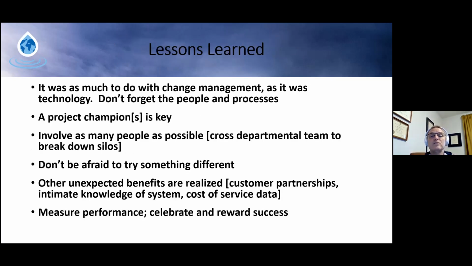So in terms of lessons learned, I think this is important for anybody who's going to embark on this. This is not for the faint of heart to just jump in. You have to recognize that this has as much to do with change management as it has to do with technology. I showed you a lot of wonderful technology, and yes, you can put it to good use, but you better bring your people and your processes along with it.